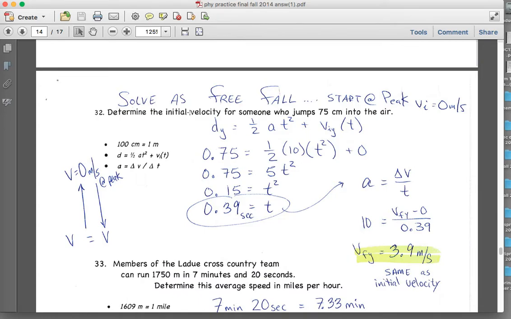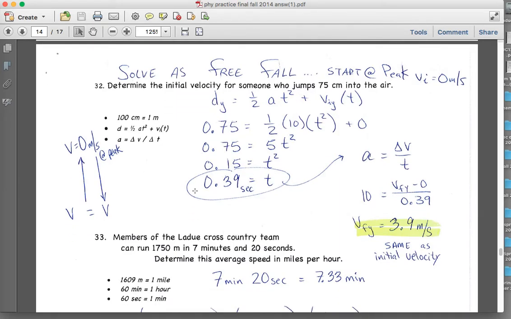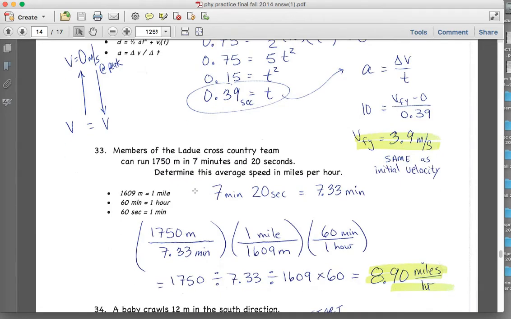So when I say initial velocity, I think what I'll say on the final is the speed needed to launch a marble this high in the air. And that kind of makes a little bit more sense to students.